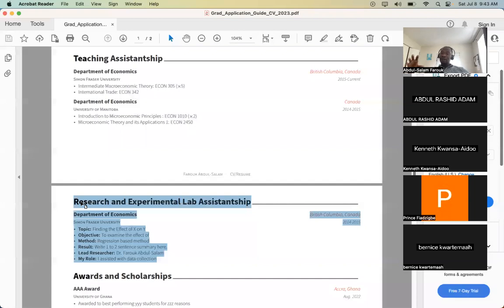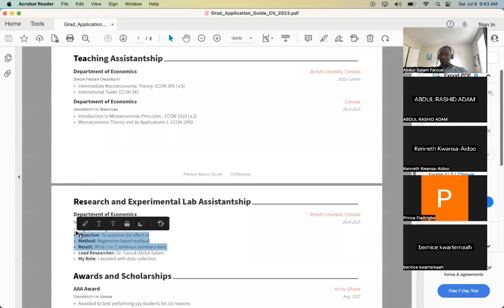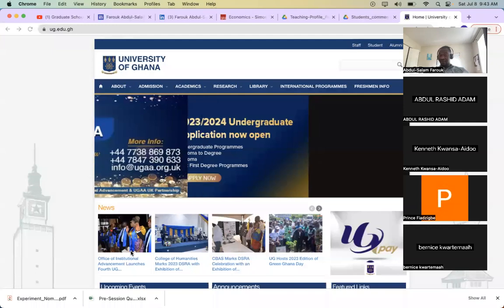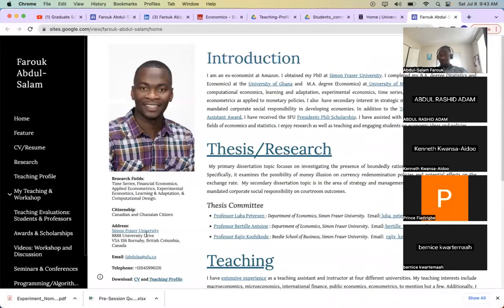If you happen to have any research assistantship in your department as well, you can add more to it. Again, here is the same approach: the topic, what the objective was, what the method was, what the result was. So from here, I will give you everything that you are expected to put here. Then the role, you can just click my name here, then it will go straight to the website.